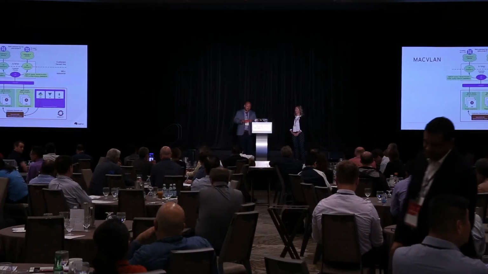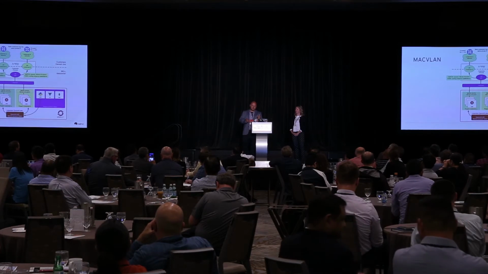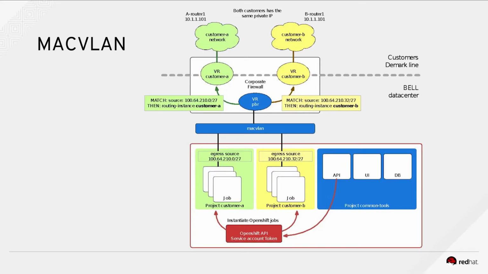From my switch that is in front of my compute node, I can see the MAC address of that pod. And from the firewall, which is in front of my nodes, I can see one dedicated IP per pod. Why is it important? Can I route based on the destination? No, I cannot, because two customers might have the same IP addresses. So to fix that, I will be routing based on the source.